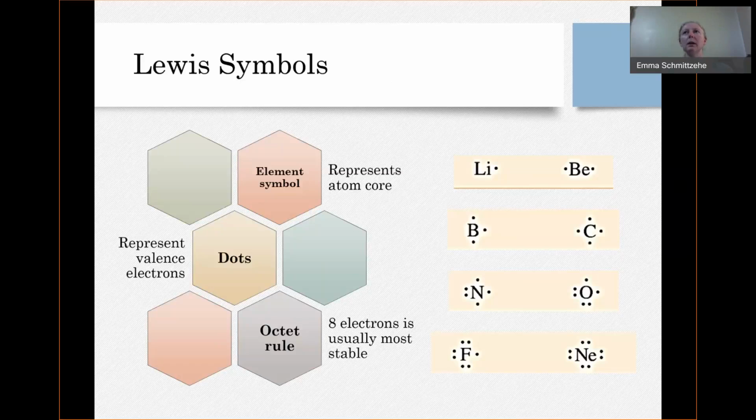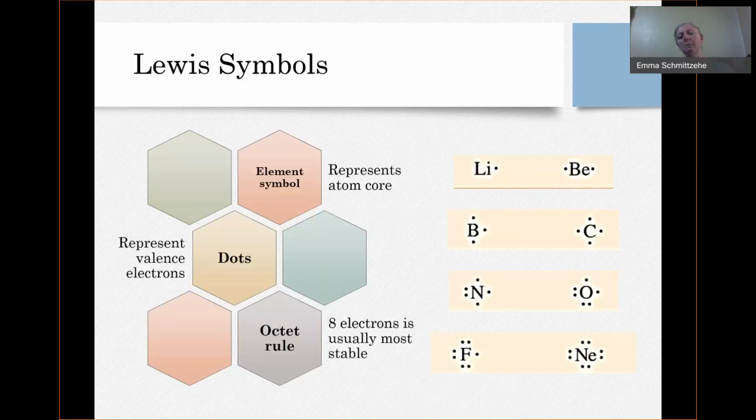But sometimes that's not even possible. They can't lose enough to go down to their core, or they can't gain enough to get that octet. So sometimes things will just form enough bonds to deal with their unpaired electrons.